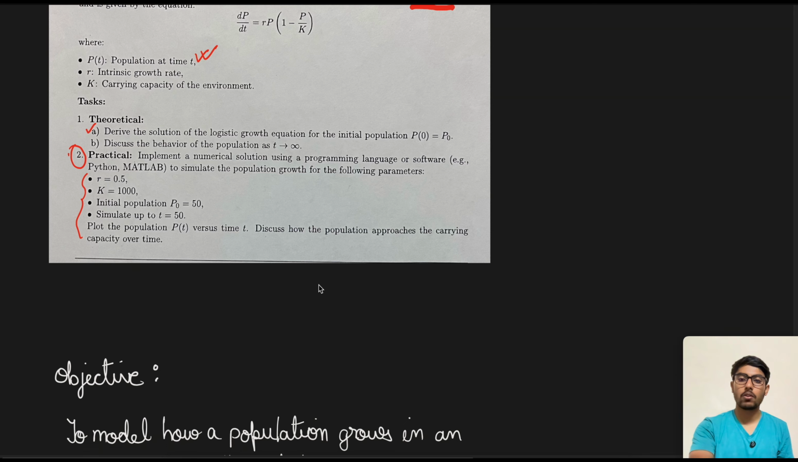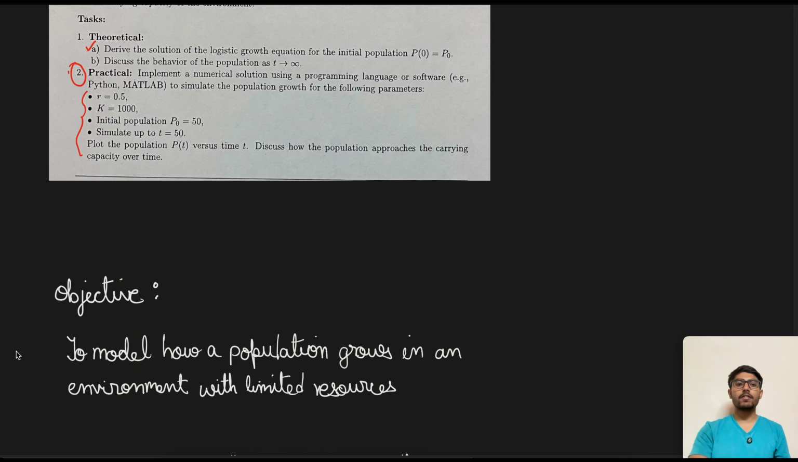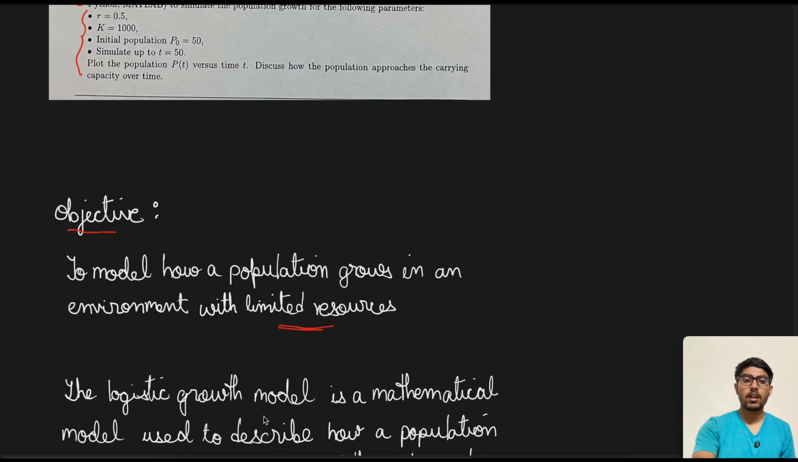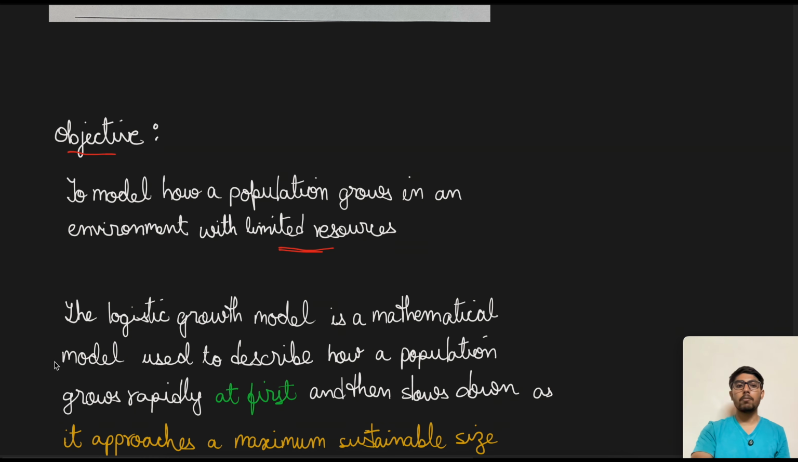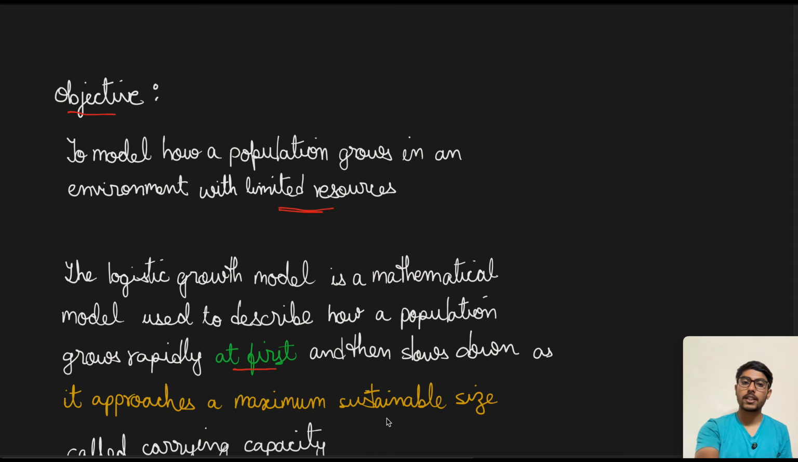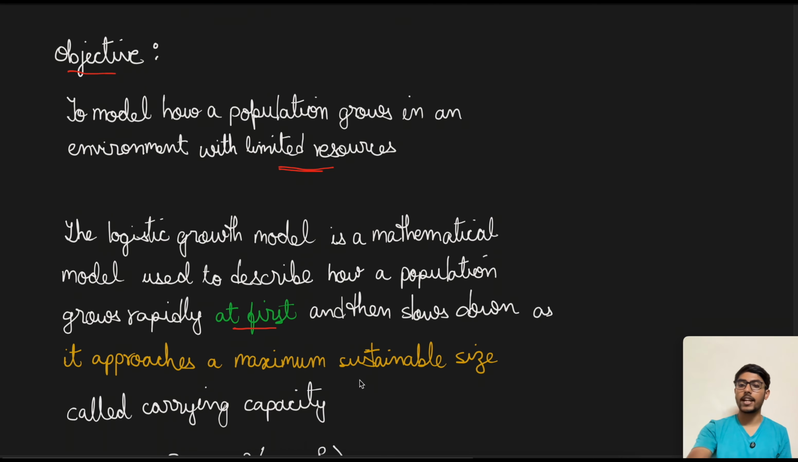Now let's figure out the objective. So the objective is to model how the population grows in an environment with limited resources, right? So the difference between other models which we are going to see lies in this particular phrase. Next, the logistic growth model is a mathematical model used to describe how a population grows rapidly at first and then slows down as it approaches a maximum sustainable size called carrying capacity, right? So this defines what a carrying capacity is.